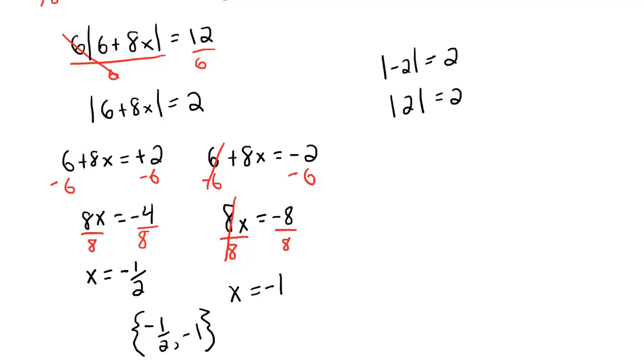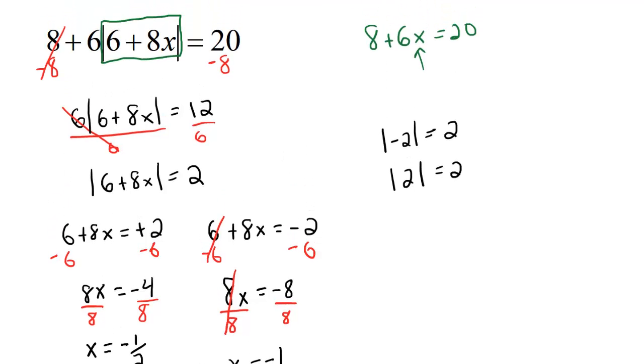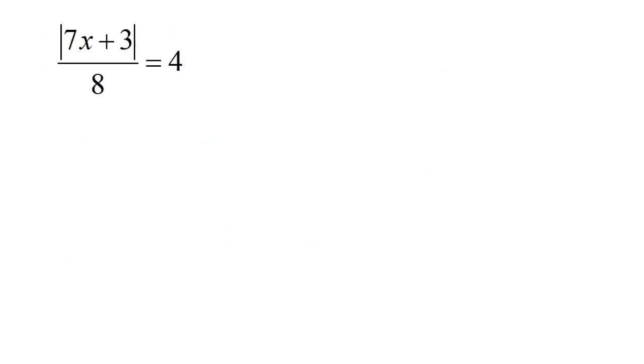So just to recap what we did, I'll move this up a little bit. We had to isolate the absolute value part right here. Once it was isolated, then we do our positive version and our negative version. And it's important to remember to get rid of the absolute value bars when we write this version and this version, because we just want to work with the value of the expression 6 plus 8x, the part that's in the absolute value bars. Alright.